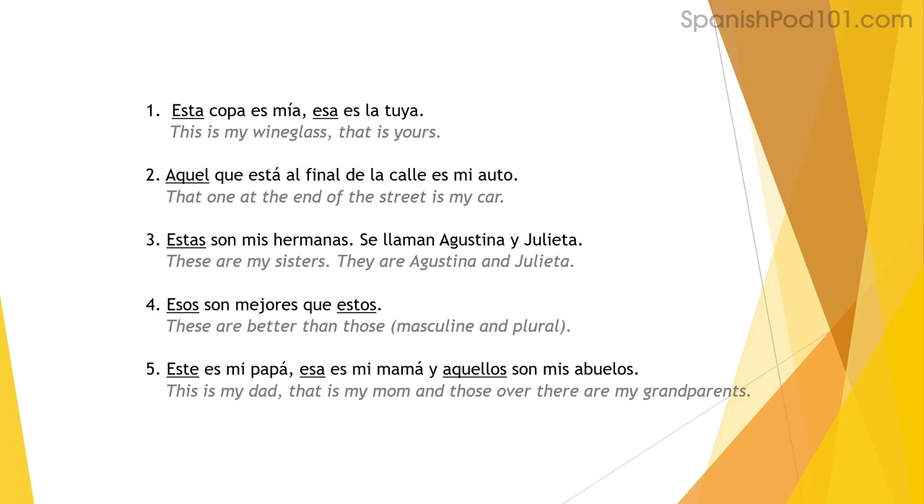Número uno, esta copa es mía. Esa es la tuya. Número dos. Aquel que está al final de la calle es mi auto. Número tres. Estas son mis hermanas. Se llaman Agustina y Julieta. Número 4. Esos son mejores que estos. Número 5 y final. So this is the last one. Este es mi papá. Esa es mi mamá. Y aquellos son mis abuelos.